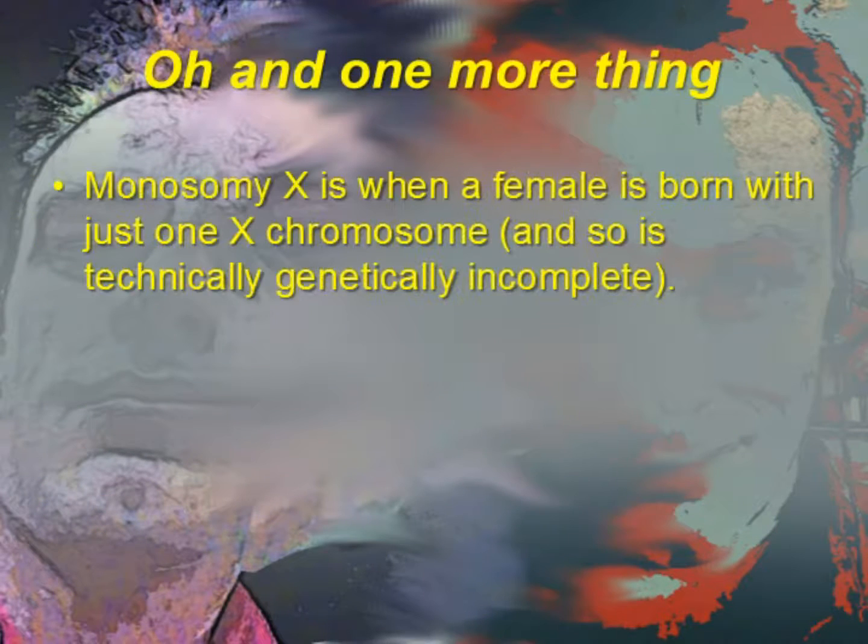Well, that about wraps us up, but one more thing: monosomy X, just to let you know, is when a female is born with just one X chromosome. So technically she would be genetically incomplete, but because the X chromosome has still got all of its genes, it is viable for an egg to grow with just one X chromosome. The Y chromosome cannot code for a complete organism, so it cannot exist on its own.